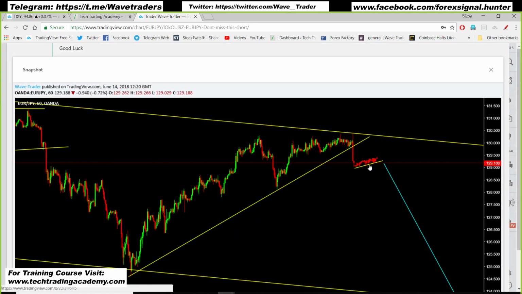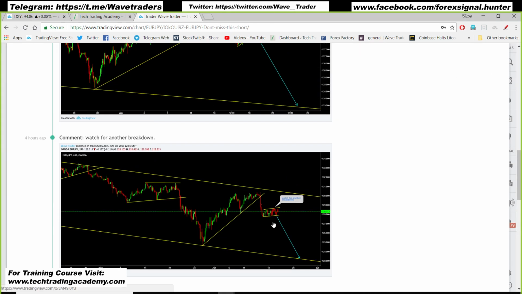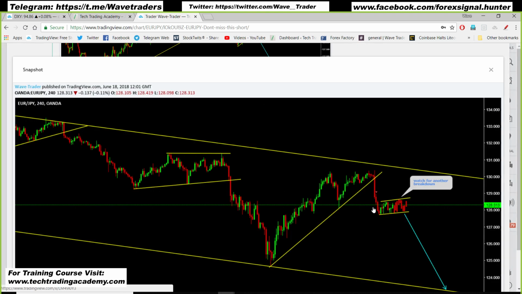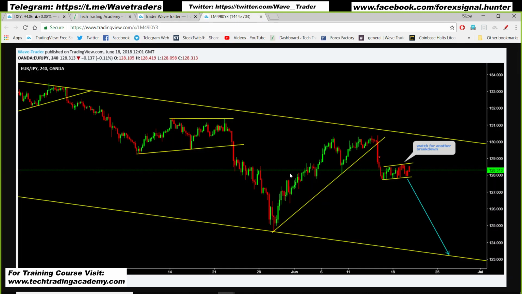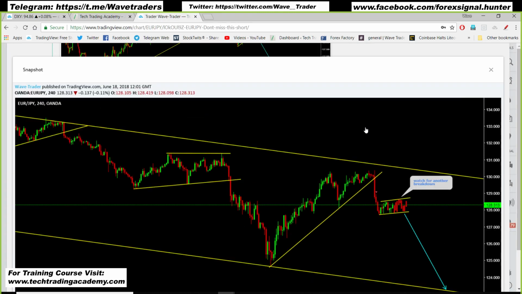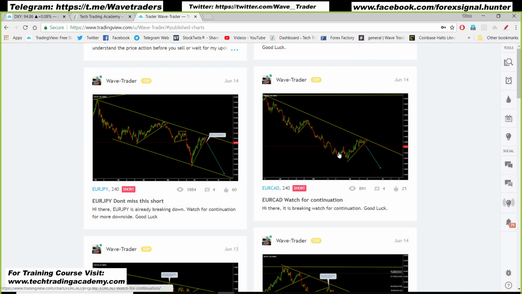Once price broke down, we were anticipating that correction. You see that? Looking for that correction. Then the correction turned into a flag. That flag broke down and turned into another formation like a flat channel. Now you guys need to look for a breakout of that flat channel. Simple. Just look for that breakdown and continuation for more downside. Breakdown of that flag and more downside. So it's an easy setup on the euro yen and euro CAD.